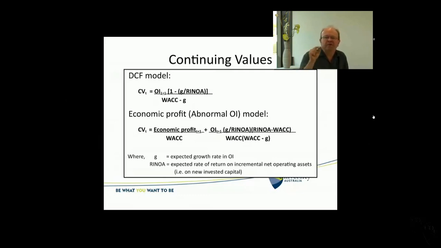We also have the continuing value for the economic profit model, which is economic profit divided by weighted average cost of capital, that's a perpetuity, plus operating income T plus 1 times G times RINOA minus WACC, divided by WACC times WACC minus G. We'll be looking at those in more detail next week.